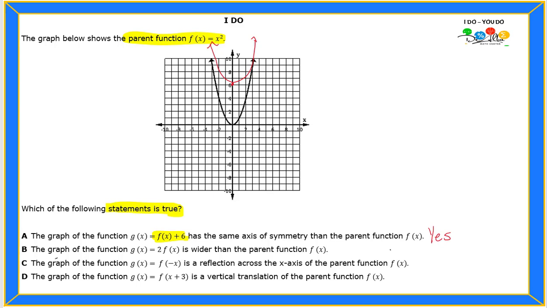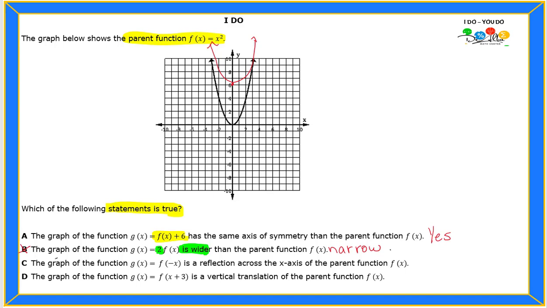Letter B. It says, the graph of the function g of x equals 2 f of x is wider than the parent function. So what's my keyword over here? Wider. Is it true that if you have a number greater than 1, it's going to be wider or is it going to be thinner? Or some people say narrower, right? It's not supposed to be wider. It's going to be a little bit more narrow than the parent function. So letter B is not true.